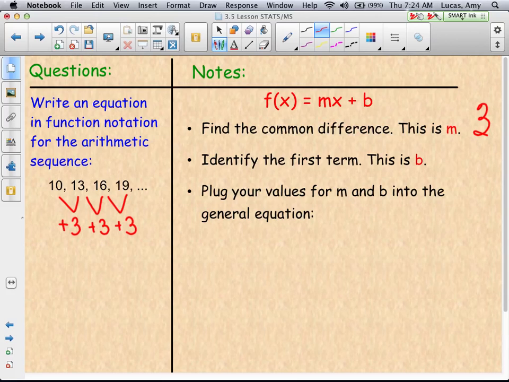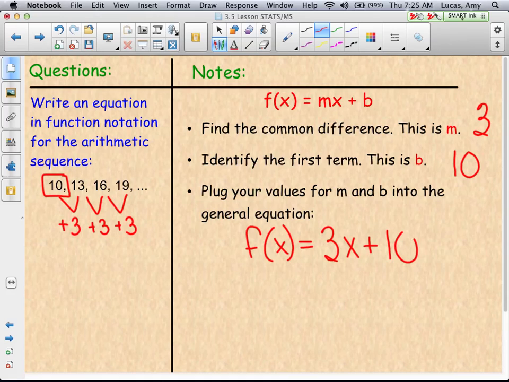Now, the second thing it says is to identify the first term in the sequence. This is b. So the first term in my sequence right now is 10. Then all I have to do is plug in my values for m and b into the general equation. So f of x equals, where the m is, I need to put my 3, x plus, where the b is, I put my 10. And that's all there is to it.